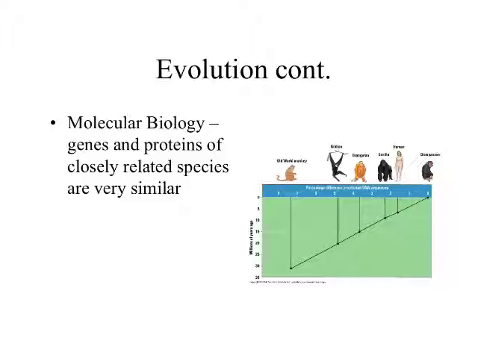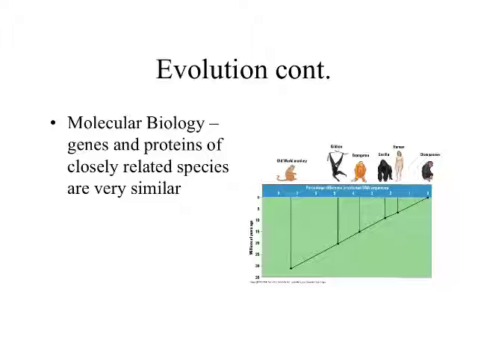All right, one last area of science that we can look at for evolution is molecular biology, so the genes and proteins of different species. And we can see that if animals share a lot of the same genes and proteins, then they are more closely related than those that don't share as many genes or proteins.